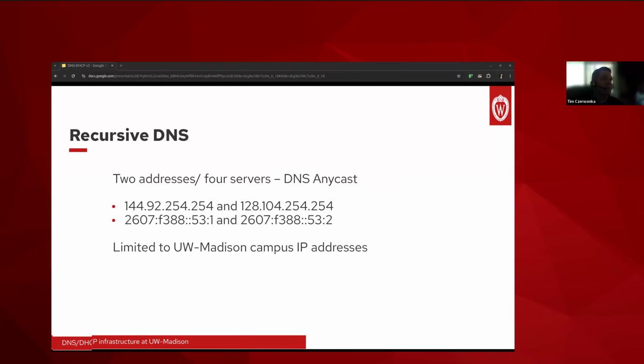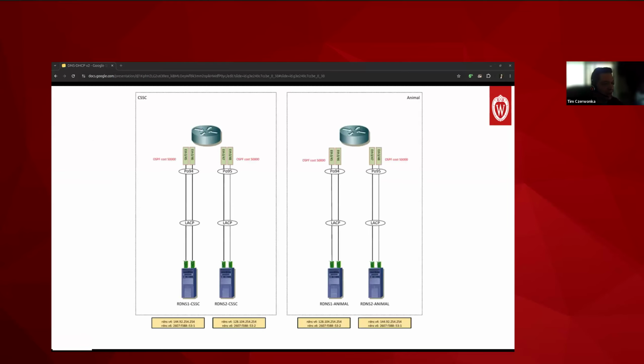Those are actually backed by 4 servers on the UW campus. Additionally, these 2 addresses and our recursive servers are limited to only UW-Madison IP space for access. So those 2 addresses are served by 4 servers, and these are ISC BIND, not Infoblox, using something called DNS Anycast.